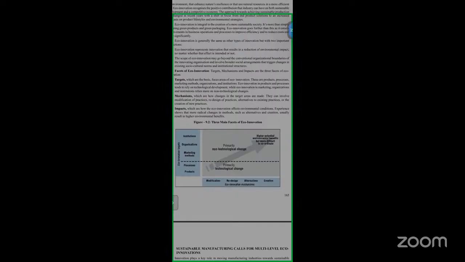And when you talk about these three things, that is institution, organization, and marketing methods, under this we have primarily non-technological change and higher potential economic environmental benefits, but more difficult to coordinate. And under processes or products, primarily we have technological change.